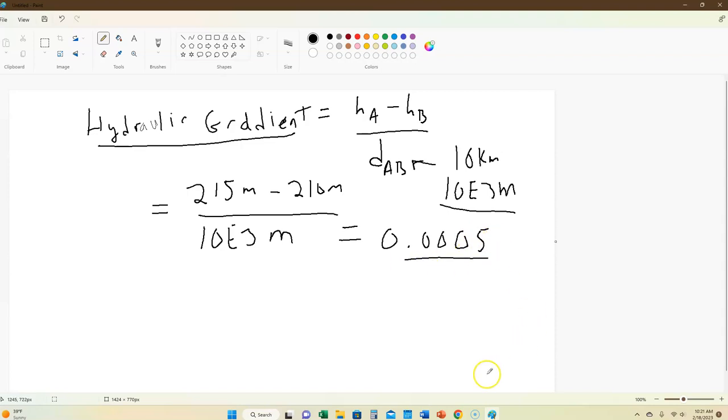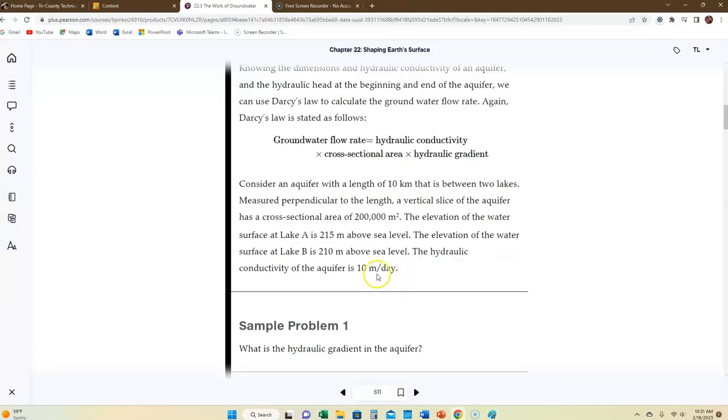All right, and then to finish up Darcy's law, now all we're doing is we're going to multiply that 0.0005. So this is what we just figured out, the hydraulic gradient. Multiply it by the two numbers that are given, the hydraulic conductivity, which is 10 meters per day, times the cross-sectional area, which in this particular case is 200,000 square meters. Sorry about that.